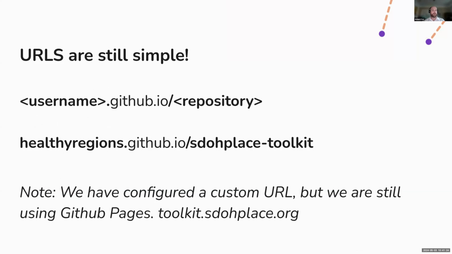So you'll have username.github.io/ and then the repository name. If you go to healthyregions.github.io/ the name of our toolkit repository, you'll actually find the toolkit. And we did some extra configuration so that it would fit in a different URL as well. But if you go to this one, you'll see the same content because it's served with GitHub Pages.